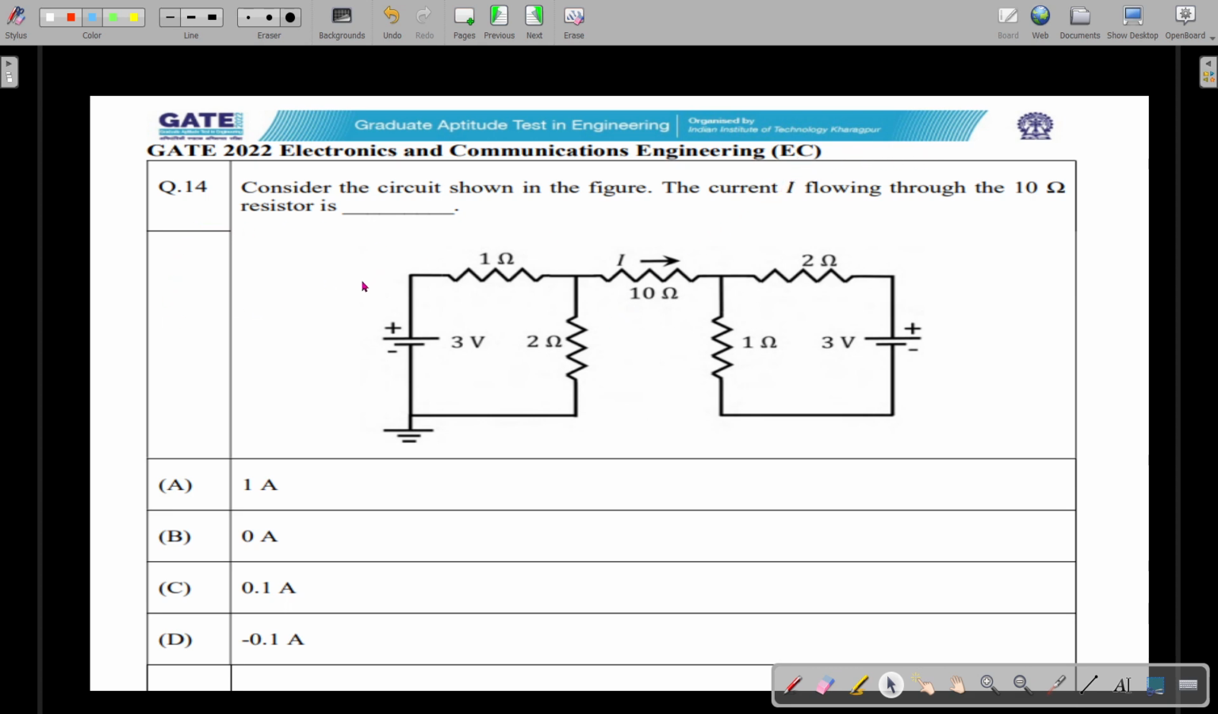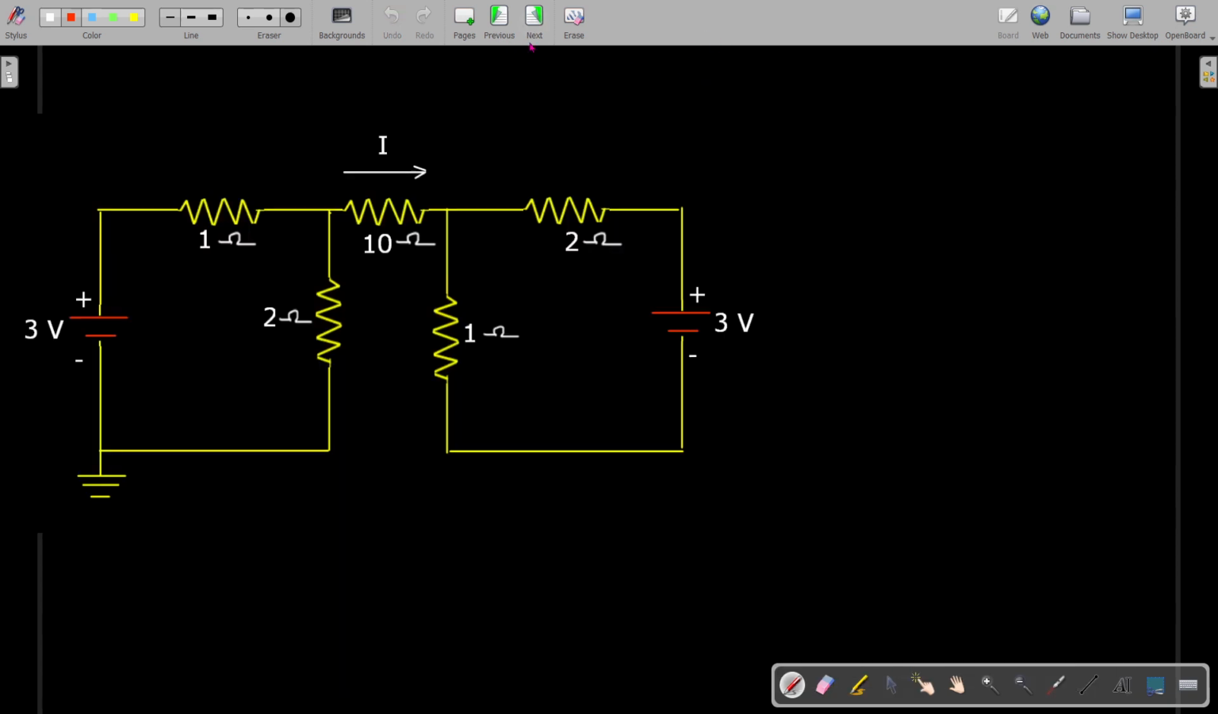Question number is 14 and the question is, consider the circuit shown in the figure, the current I flowing through the 10 ohm resistor. This answer we need to find out. The options are given here. Mostly it is 1, 0, 0.1, minus 0.1 amps like that, and we need to find out this current. Okay, so let's get started.